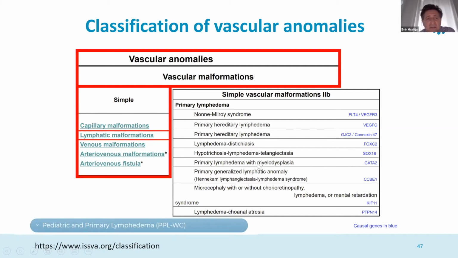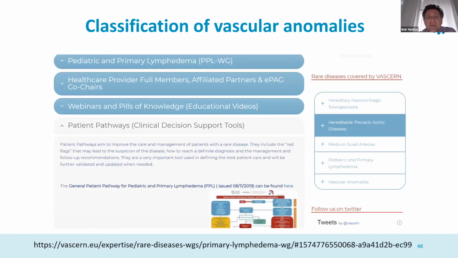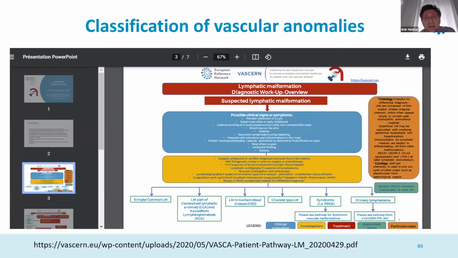And as I said, there is a pediatric and primary lymphedema working group in the frame of VASCERN, and they have also already developed a patient pathway for primary lymphedema, which is readily downloadable from their website at the VASCERN. And our working group has developed the diagnostic workup for lymphatic malformations in general, so that, of course, one can classify with what kind of lymphatic malformation we are dealing.